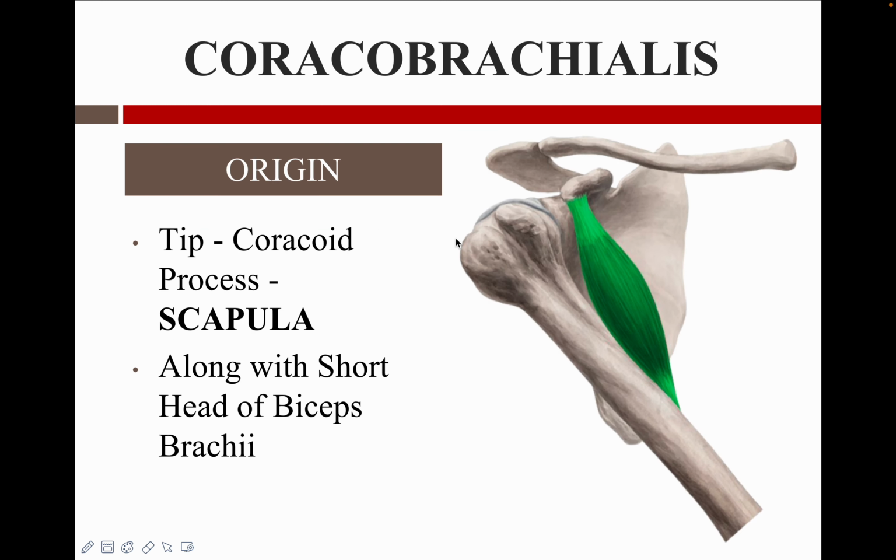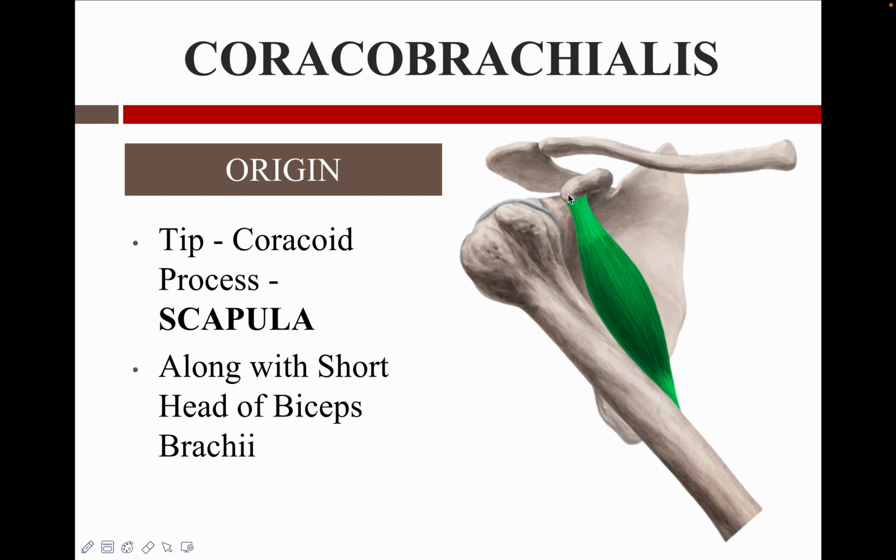Now we start with the origin and insertion of the muscles. First we take the anterior compartment. The first muscle is the coracobrachialis muscle. As the name is suggestive, this muscle takes origin from the coracoid process and it gets inserted into the brachialis. That is, it takes origin from the scapula.